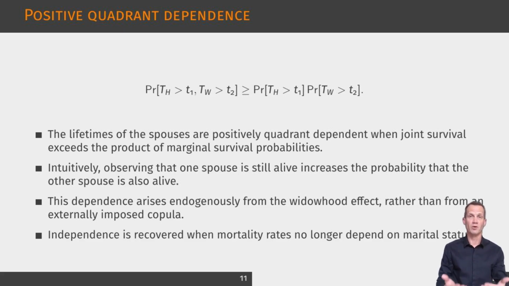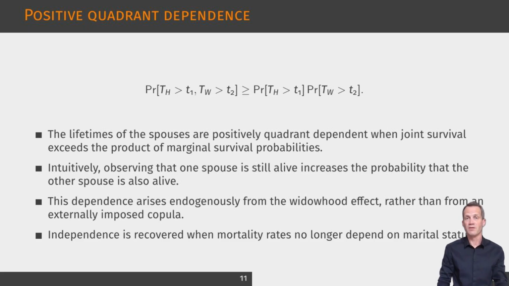The intuition follows from the widowhood effect. If one spouse has survived for a long time, it is more likely that the other spouse has not entered the widowed state early and therefore has not been exposed for a long period to aggravated widowed mortality. Survival of one spouse is thus favorable information about the survival prospects of the other.